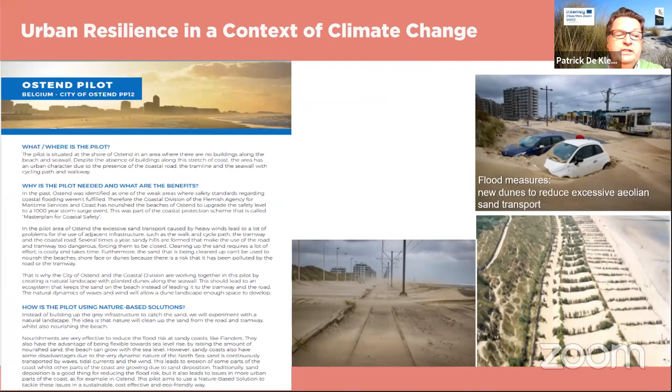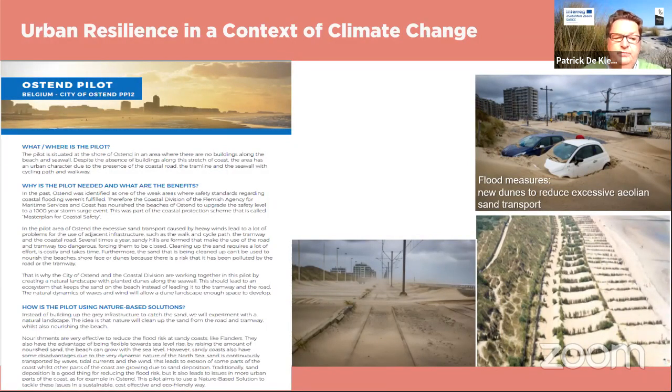The Ostend pilot is situated between the city of Ostend and Middelkerke. Despite the absence of buildings along this stretch of coast, the area has an urban character due to the presence of the coastal road, the tram line, and the sea wall with cycling path and walkway. Now, in the past, this strip of coastline was identified as one of the weak areas where safety standards regarding coastal flooding were not fulfilled.